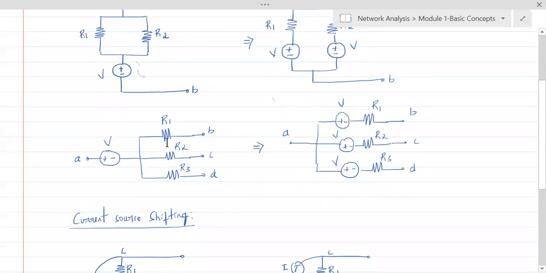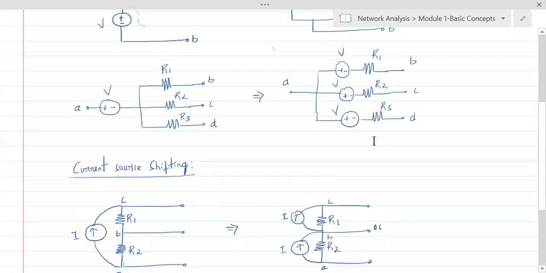The transformation was not possible, so we thought of shifting it so that the transformation of source becomes possible. Similarly here, R1, R2, R3, this voltage source is there but there is no resistance in series with it. So we need to shift it in such a way that these resistors come in series, so that I can transform this now.